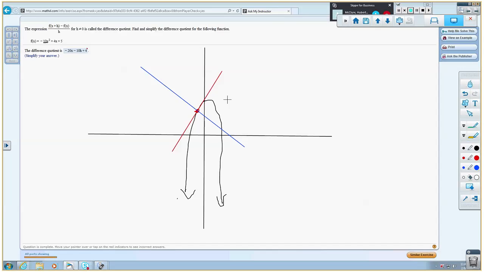Because the normal vector depends on the tangent vector. If you can't find the tangent vector, you can't find the normal vector, which is the blue line. So that's where it comes into play.